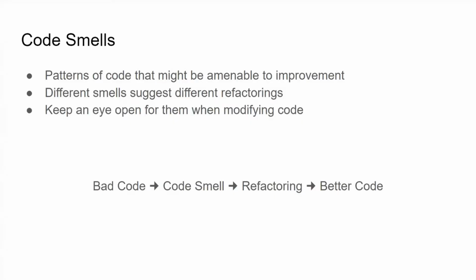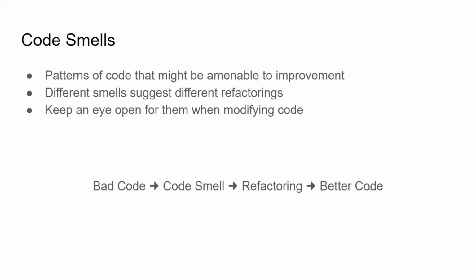Now, there's a discussion of things called code smells, and these are patterns or anti-patterns, perhaps, in code that are a source of refactorings. So you might have a large method as a code smell, and for a large method, you might use extract method to break that down into smaller, more manageable bites. Each code smell suggests a number of refactorings that you might want to try out. So you can keep an eye out for these smells as you're modifying code. Bad code has code smells, and that leads to refactoring and hopefully better code.